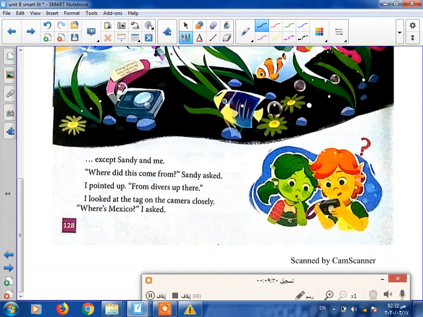Here, Junior 3. Do you think anyone will find the camera when we see it, yes or no? Yes, because Sandy and her sister saw the camera in the deep of the ocean. And on this camera, there is a tag. On this tag is written Mexico. So Mexico, Junior 3, what is this word? This word is a country like Egypt. But the sisters don't know the meaning of Mexico and where it is. Please turn the page.